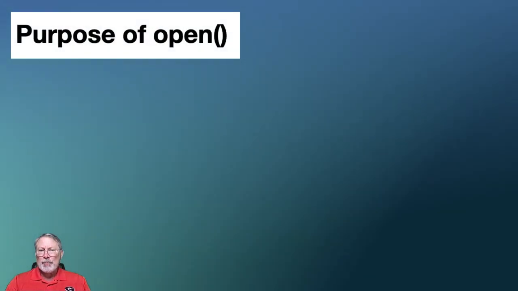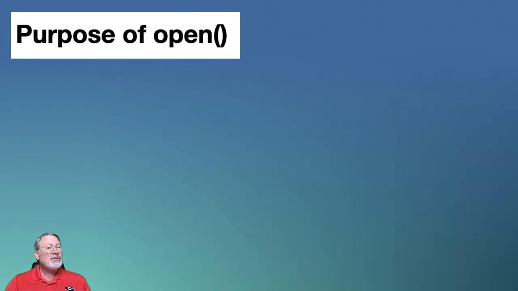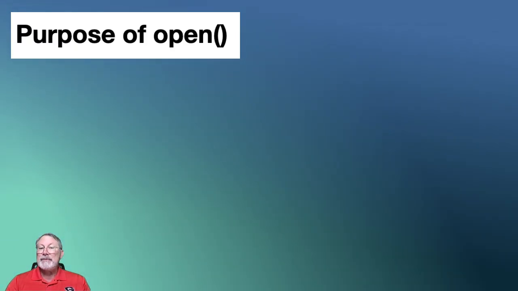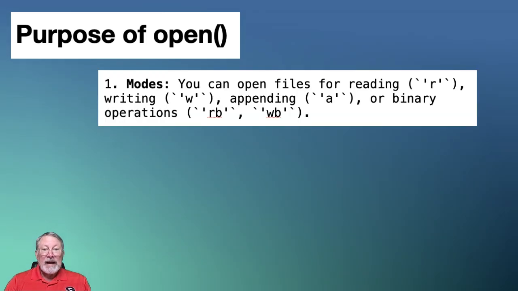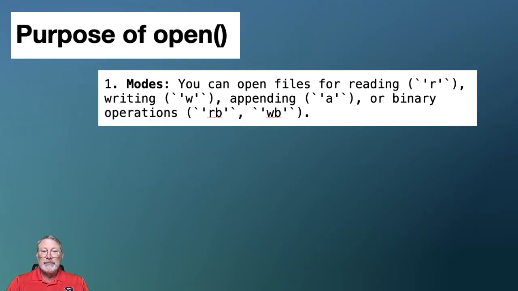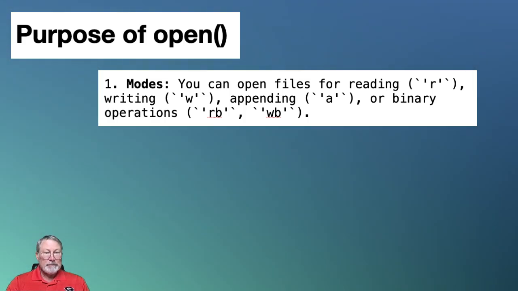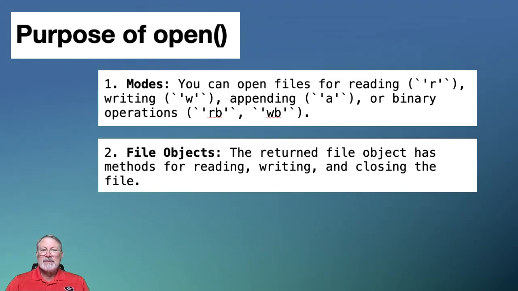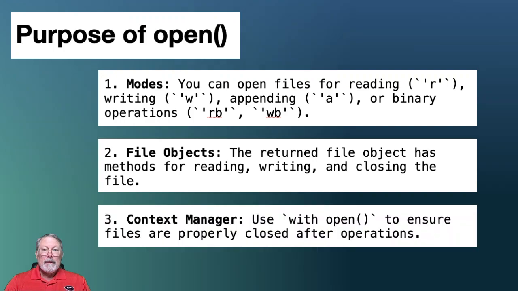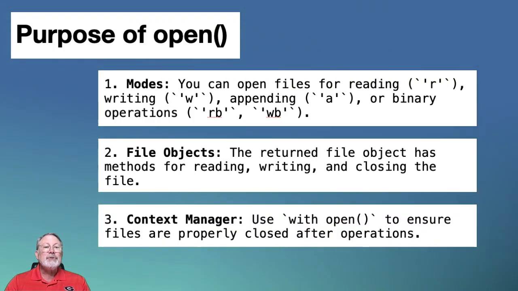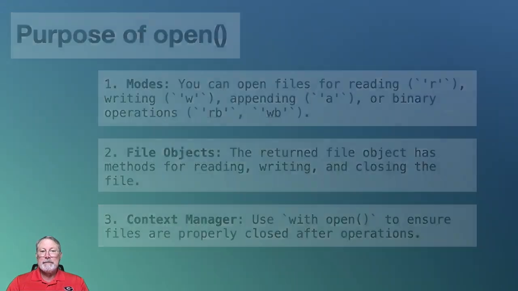So why use the open function? It's the main function for file operations in Python. Some key concepts include modes. Files can be opened for reading, writing, or appending, or even binary operations if you use rb and wb. The returned file object has methods for reading, writing, and closing the file. Now, use with open to ensure files are properly closed after operations.